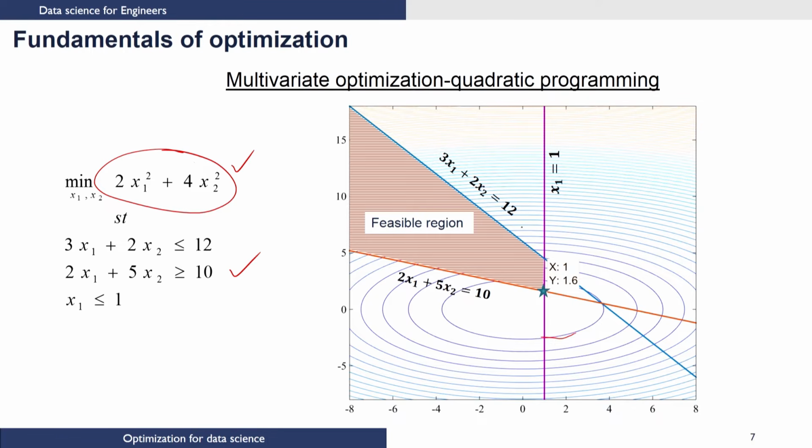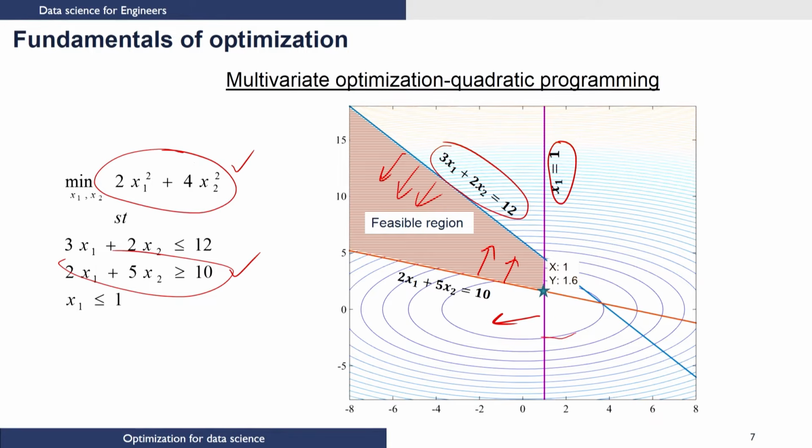So, I have this equation, which is the equation of a line. When we talk about the first constraint, which is less than or equal to 12, then any point to this side of the line is a feasible point. Now, for this constraint, the equation of the line is 2x1 plus 5x2 equals 10, and whenever I have something greater than or equal to 10, this region is feasible. This is the x1 equal to 1 line, and x1 less than or equal to 1 would be this region.